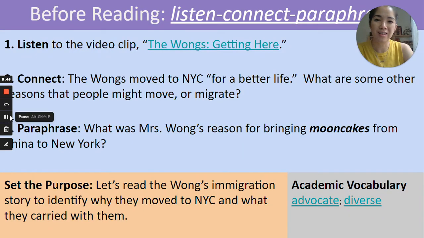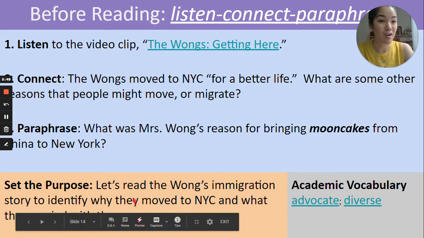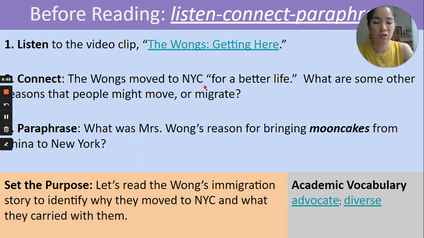Okay, I hope that you enjoyed the video and meeting the Wongs for the first time. Let's talk about what we learned about them. The Wongs said that they moved to New York City for a better life. So our question is, what are some other reasons that people might move or migrate?